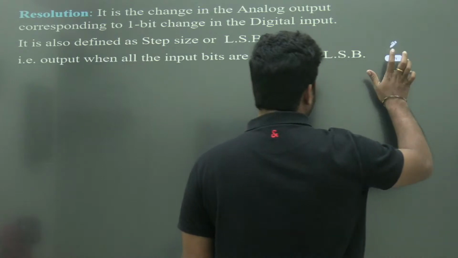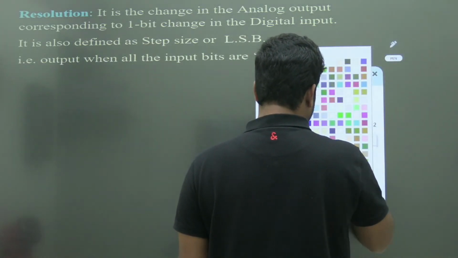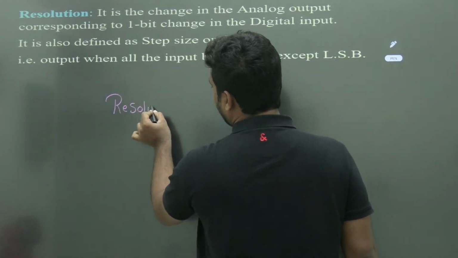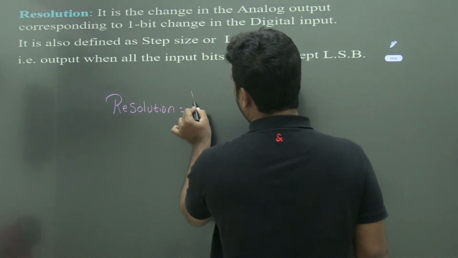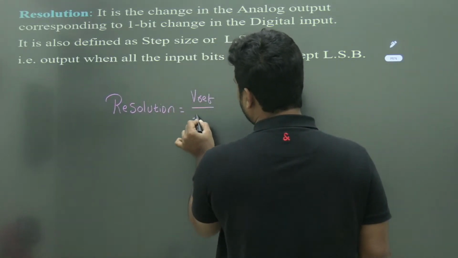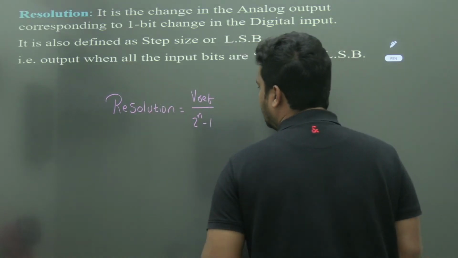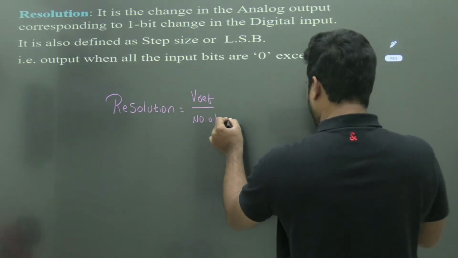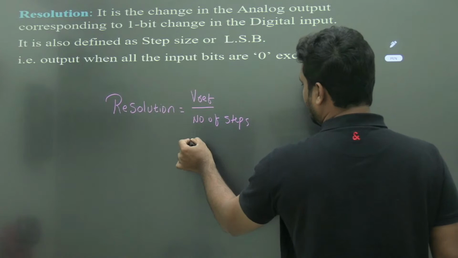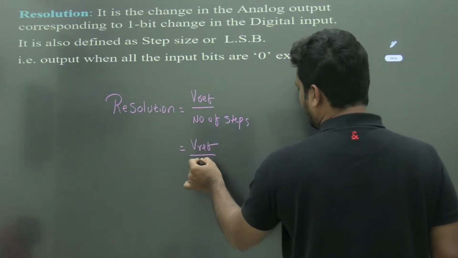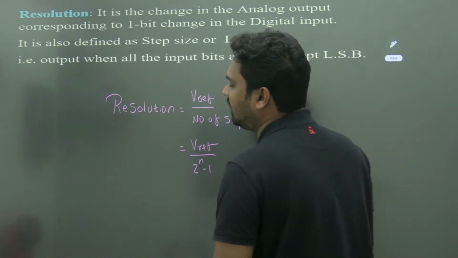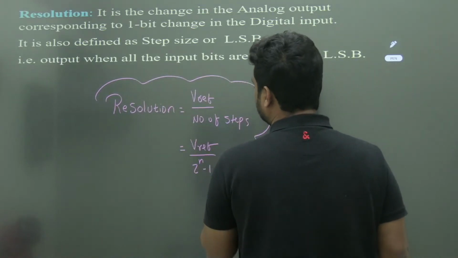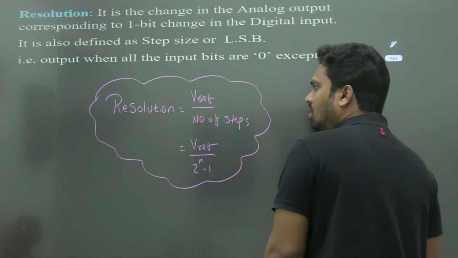So the resolution is given by V reference by 2 to the power of n minus 1. Okay, it is also given by, I told you, number of steps. It is equal to V reference by 2 power n minus 1. Approximately you can also take 2 power n, but the accurate answer is 2 power n minus 1. Okay, this is the formula for resolution.